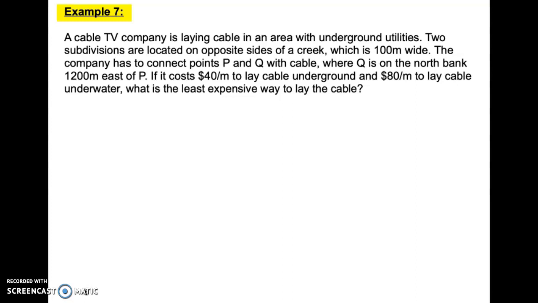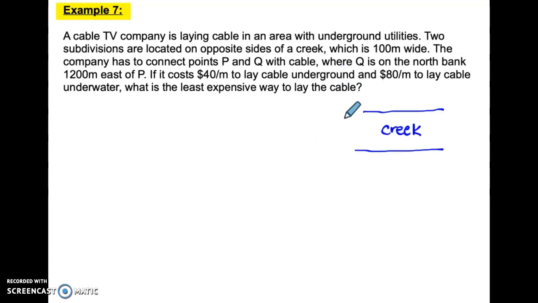Okay, so to start out, we're going to want a diagram, and then we're also going to want some variables. We know that there's a creek, and we know that our creek is 100 meters wide. So this distance here is going to be 100 meters. They tell us that point Q is on the north bank, so it's going to be up here somewhere along this top bank, and it is 1,200 meters east of P. So for Q to be east of P, P is going to be over here, and then Q is going to have to be up here, 1,200 meters east. So this distance right here is going to be 1,200 meters.